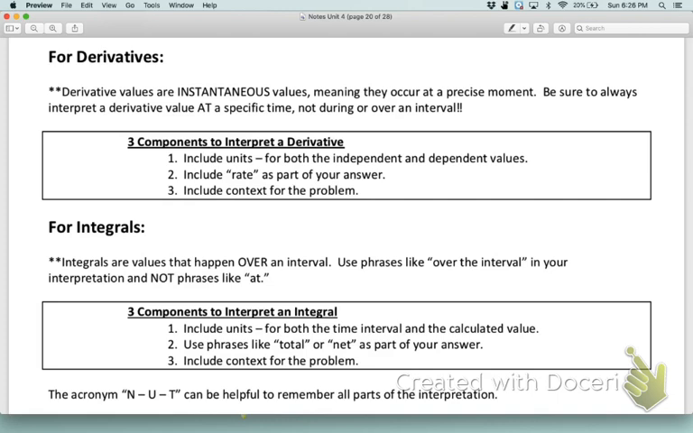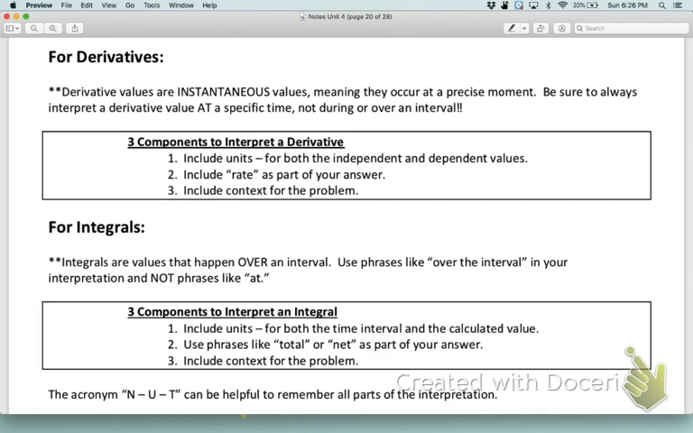Okay, so we're going to talk about derivatives and integrals. We've talked about both these before, but we're going to get real specific into exactly what you need to have. So remember that the difference between derivatives and integrals, derivative values are instantaneous values. So we're talking about what's happening at a specific moment in time, a precise instant. So you always want to interpret your derivative at a specific time. You need to use that word "at" whenever you're talking about the value obtained from a derivative.